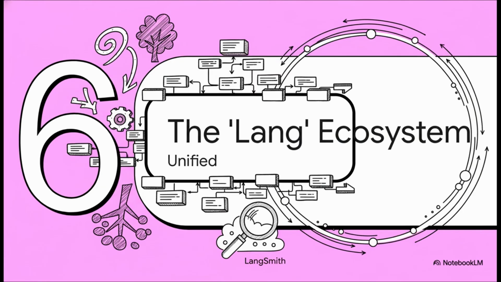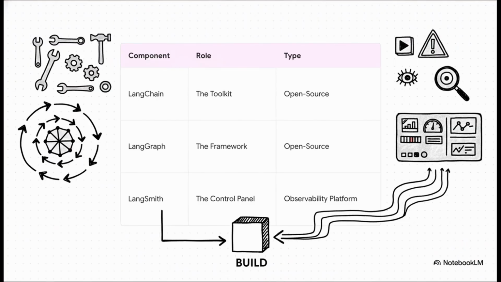Okay, so let's bring it all home. We've looked at all three of the big pieces. Now let's put them all together and see that complete, unified picture of the Lang ecosystem. Here's probably the simplest way to think about it. LangChain and LangGraph, those are your open source tools. They're what you build with. LangChain for the simple stuff, LangGraph for the complex agent stuff.